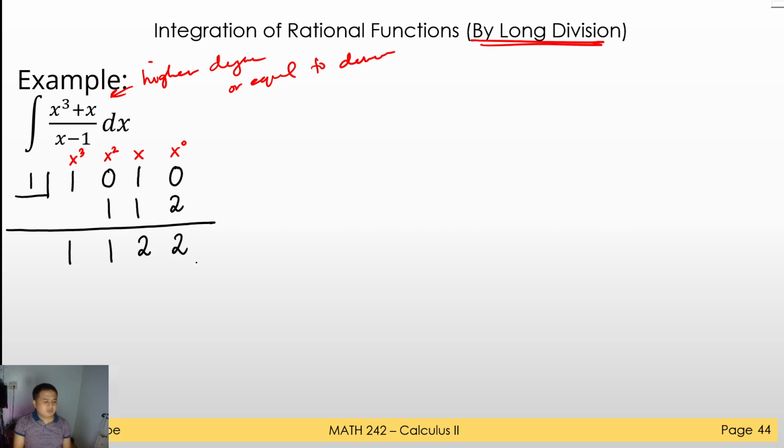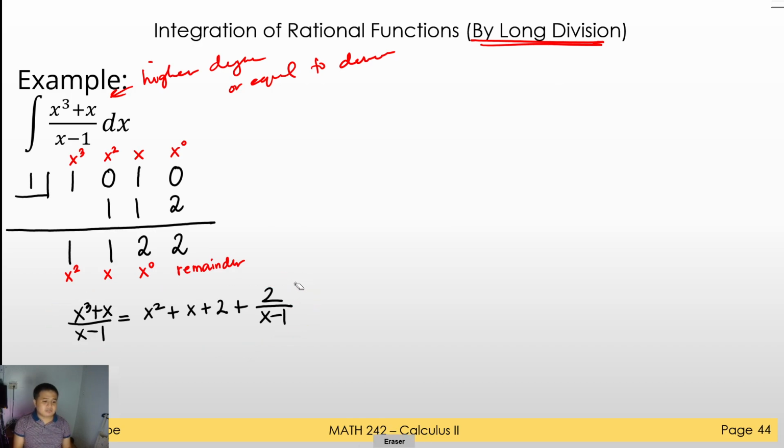Then what's next? This is actually the coefficient of your x squared. So if this is x cubed, this will now be x squared. This will be x. This will be x raised to 0. And this is your remainder. So how do we write this down? If we divide x cubed plus x over x minus 1, this is actually equal to x squared plus x plus 2 plus, since this is a remainder now, 2 over x minus 1.